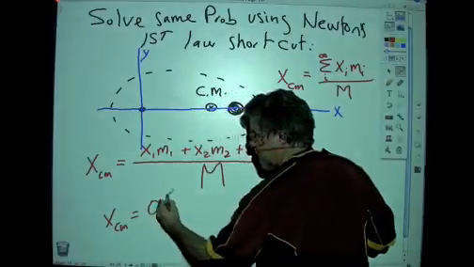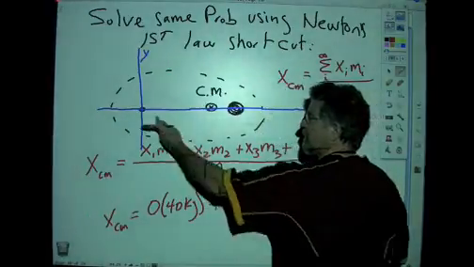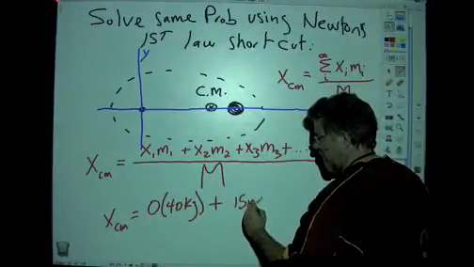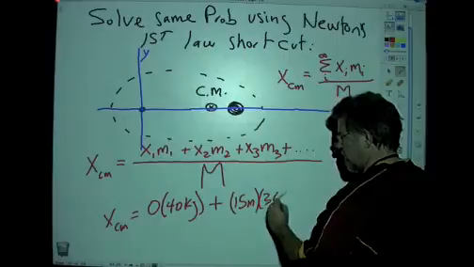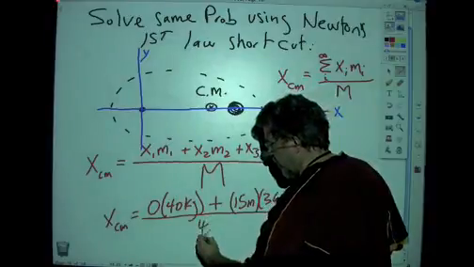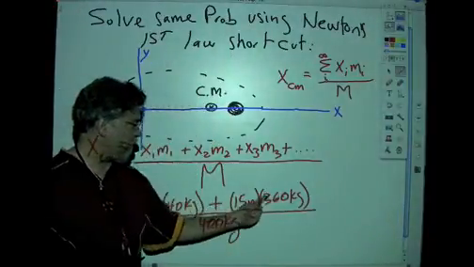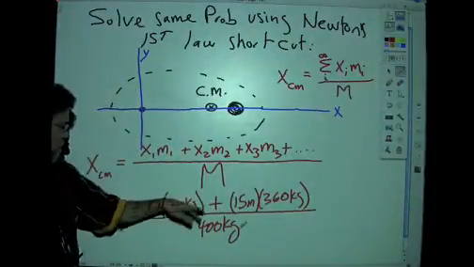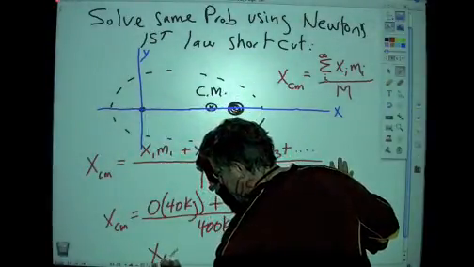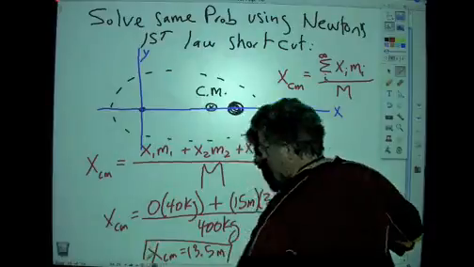So for the seal, I say 0 times 40 kilograms plus, now x2 is the distance that the sled is from the origin, and that's 15 meters times its mass, which is 360 kilograms, and divide the whole thing by the whole mass, which is 400 kilograms. Now, when you do the math here, you get some big number, 5,400, and the seal's term goes to 0. You divide that by 400, and voila, you get the answer. The seal will move 13.5 meters.